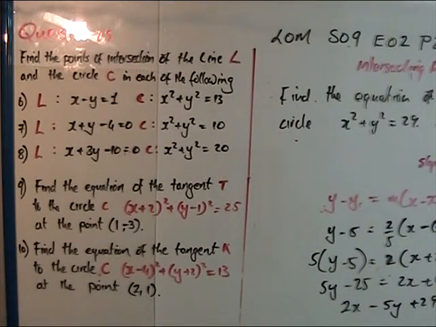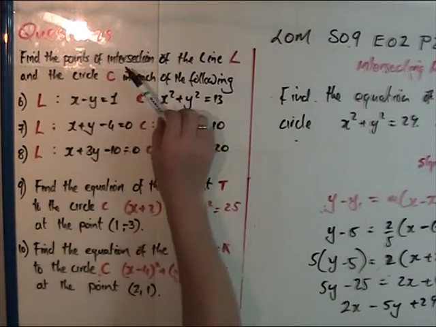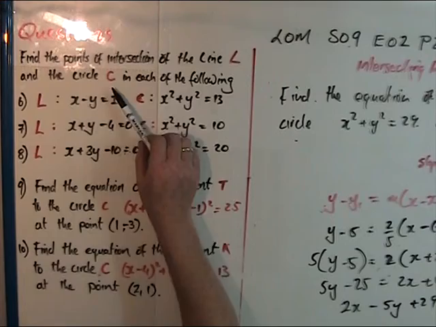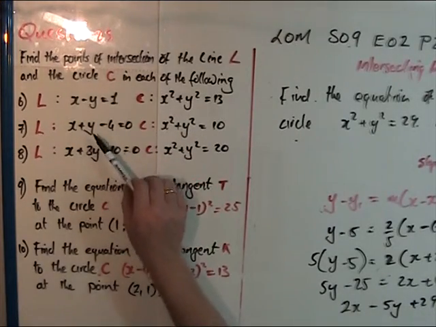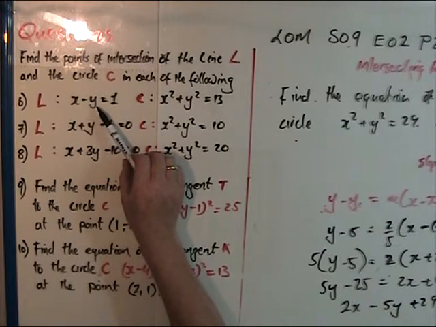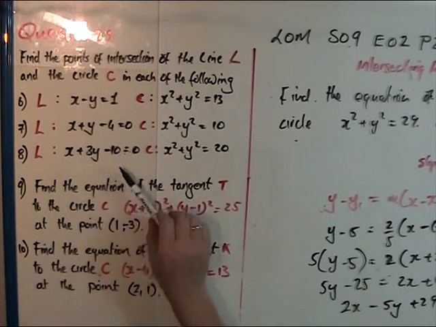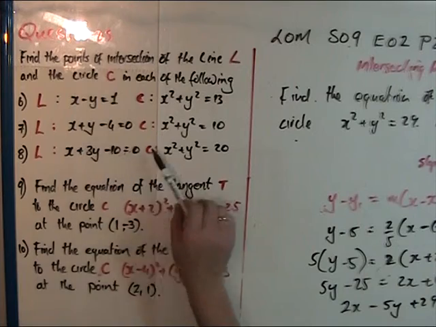Okay, now I said before, practice, practice, practice, and here are the questions. So we're looking at: find the point of intersection of the line L and the circle C in each of the following. Okay, so this is a simultaneous equation, straightforward. It depends on what you want, okay? You can make x the subject of the formula, it would be nice for all of it actually.